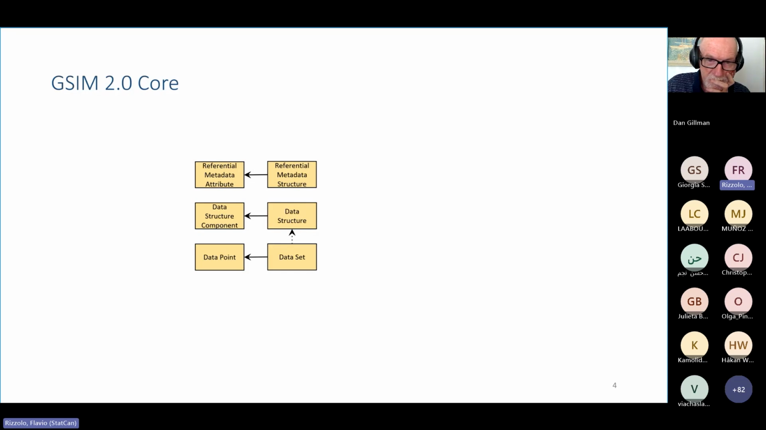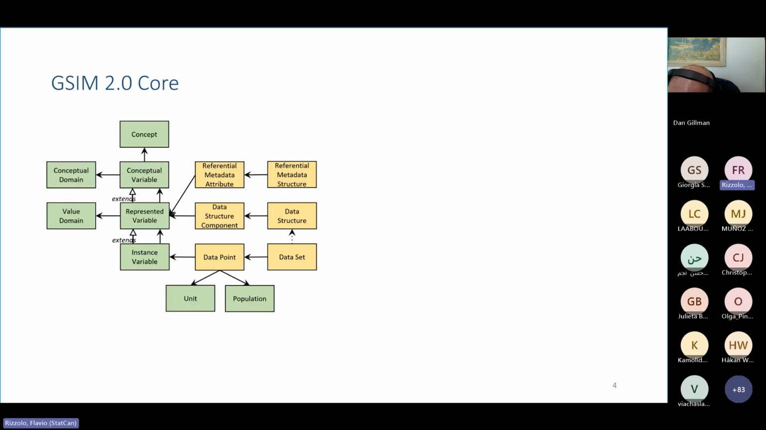Referential metadata at the top includes things like quality information, methodology, etc., that qualifies the data set in some way, so that you know how good the data set is, what happened to it, and other information that might be useful to understand it. The semantics of the data and their representations are maintained in variables at different levels: conceptual, represented, and instance, and we will talk more about that, and their conceptual and value domains.